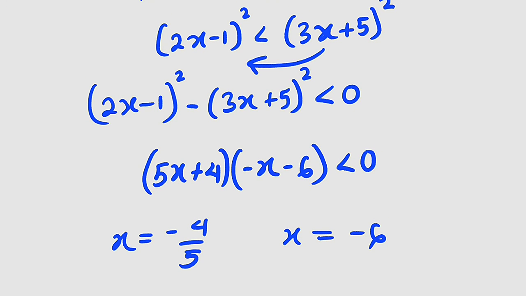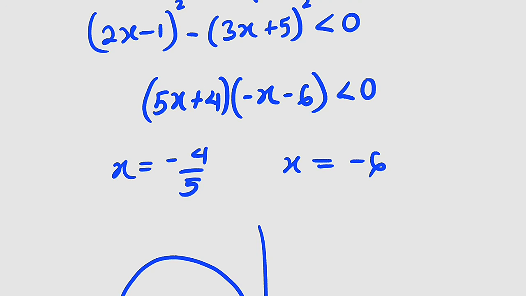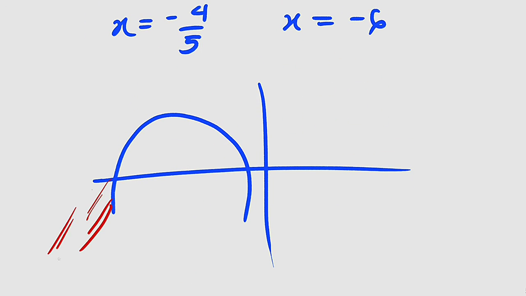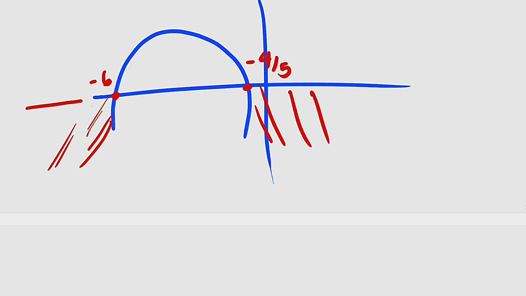And because of the parabola's leading coefficient, you can see that it is negative. Because if you take this, you multiply by this, that will give us negative 5x squared. So since the leading coefficient is negative, we have a down-opening parabola, something like this. And because it is a less than type, we are talking about these regions. These x-intercepts are negative 6 and negative 4 over 5. So we are talking about our solution from negative infinity down to negative 6, and from negative 4 over 5 way down to positive infinity.